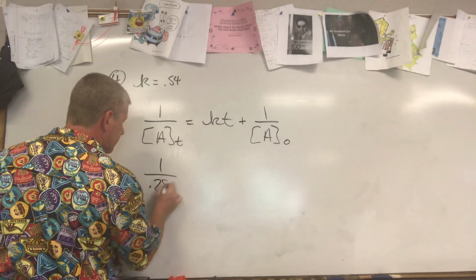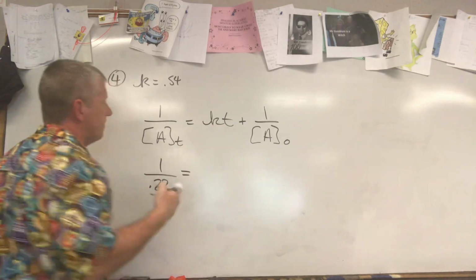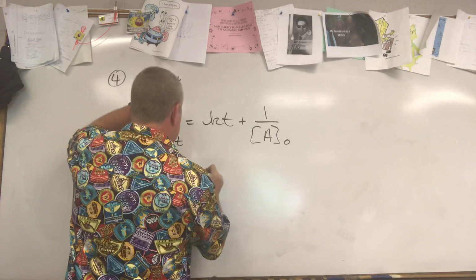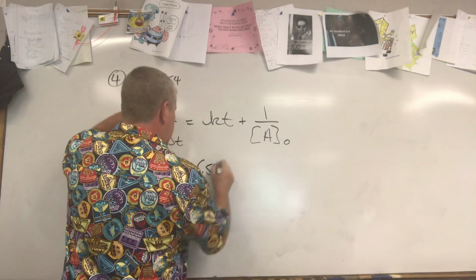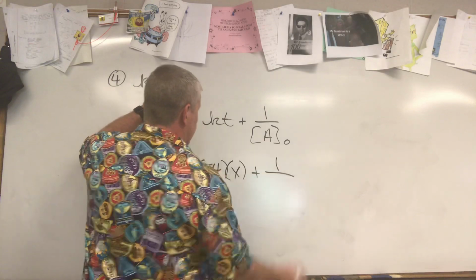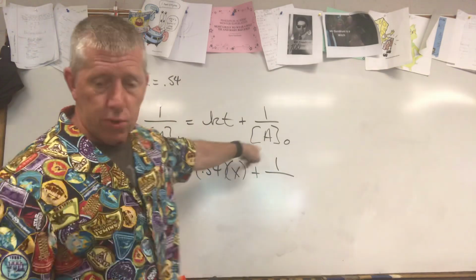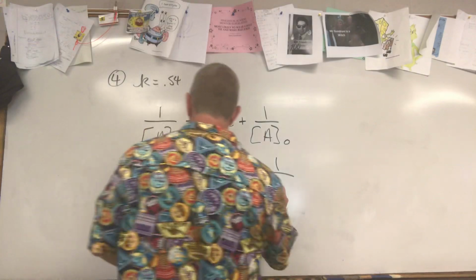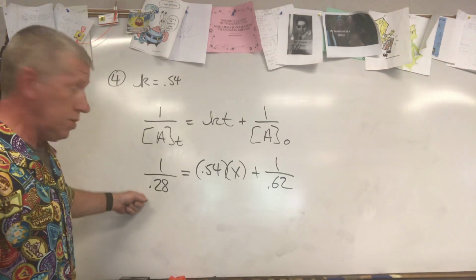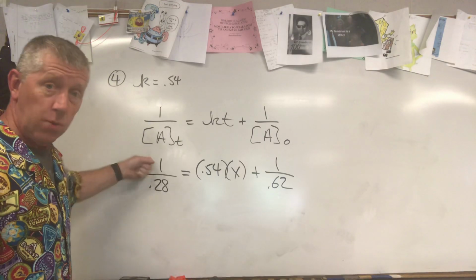1 over 0.28 equals K. And we were given that right here, 0.54, times T, or you might want to call it X, plus 1 over the concentration at the beginning, which is 0.62. There it is. Do the algebra. This is just a fraction. So I'm going to take 1 and divide it by 0.28.